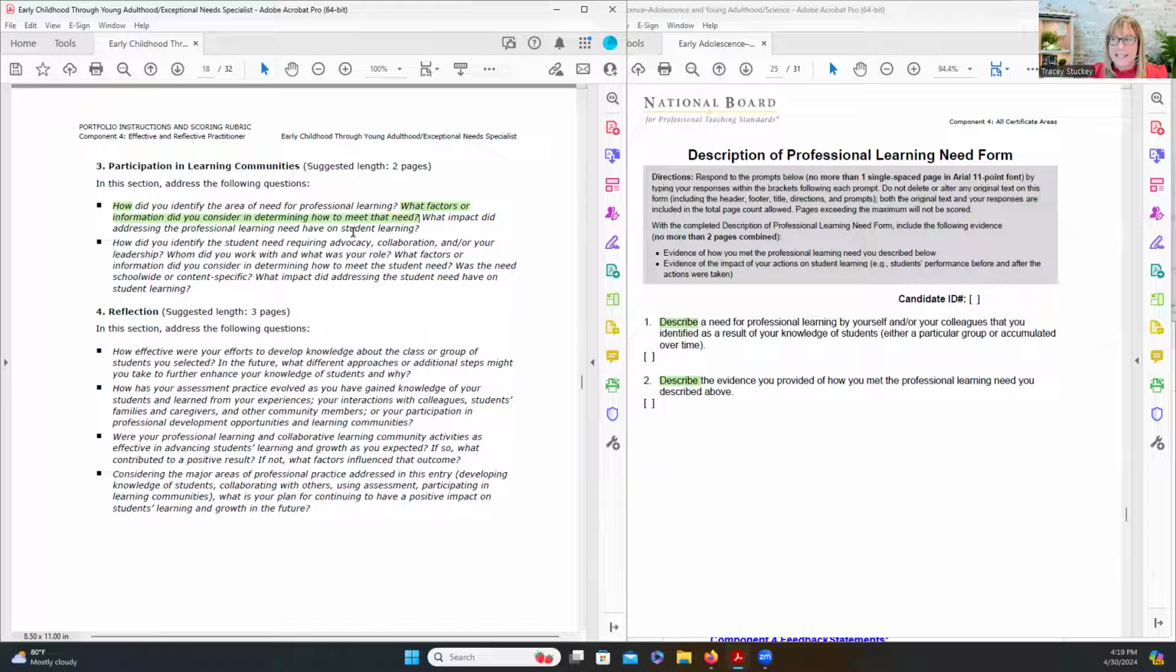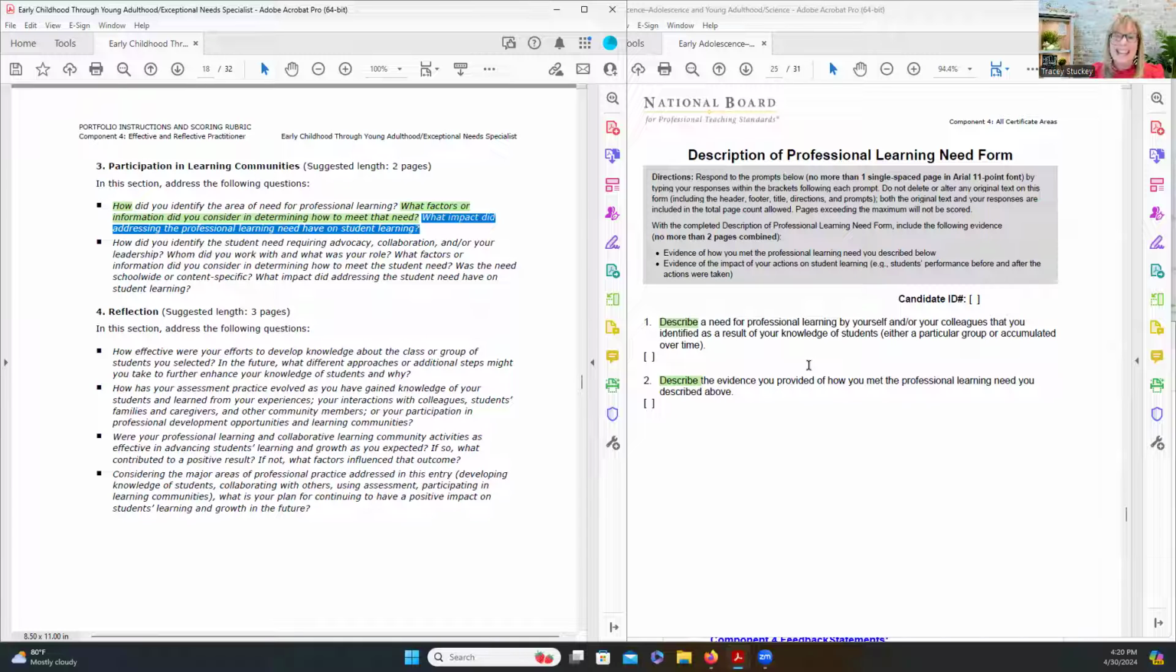How did you make decisions? And then what impact did addressing the professional learning need have on student learning? So once again, that's going to take you analyzing your work, your growth to say, you know what impact it had? It had this impact. You didn't write anything over here about impact or factors determining that. You didn't.